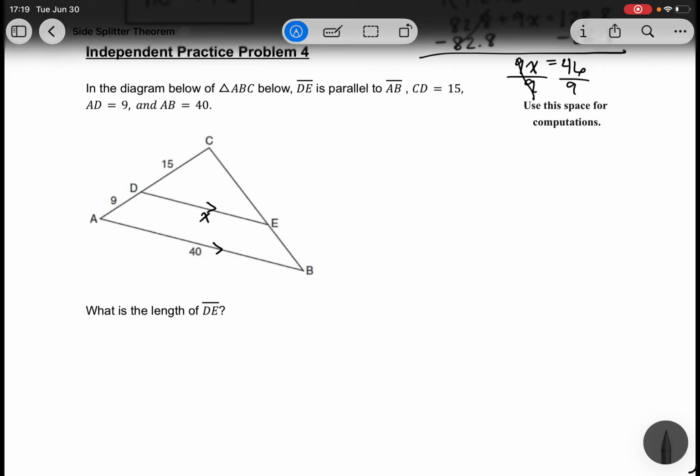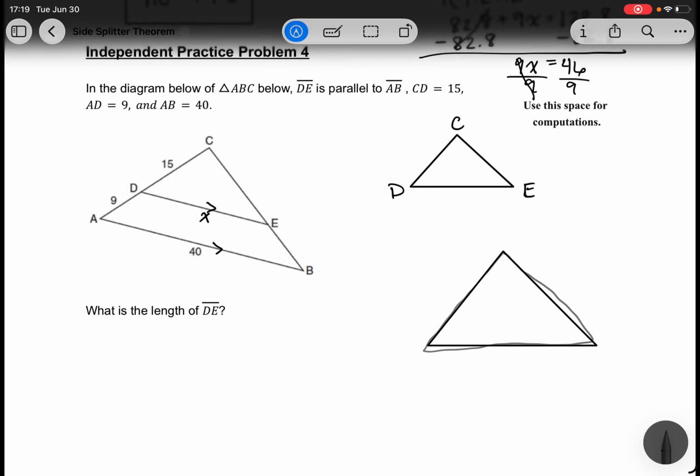This one's slightly different, but same concept, because it's the left side and the bottom side of our triangles is labeled rather than the left and the right side. But once again, we're still using the same exact strategy. It's just labeled on a different side. So we have CDE, and then our larger triangle, which is CAB.